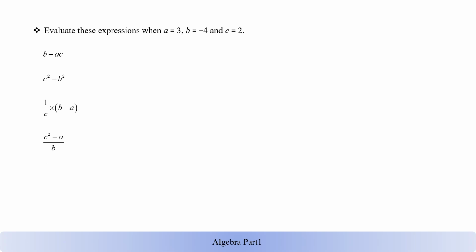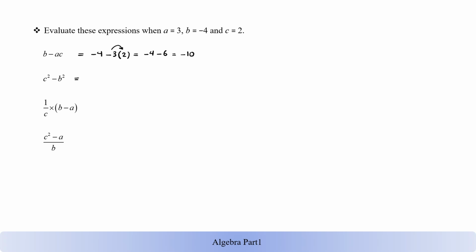Evaluate these expressions when a is equal to 3, b is equal to negative 4, and c is equal to 2. Okay, we have to just substitute. The value for b is minus 4, so minus 4, then minus a, minus 3 times c, which is 2. Okay, let's simplify. Minus 4. Now, minus 3 times 2 is minus 6. So minus 4 minus 6 is minus 10.